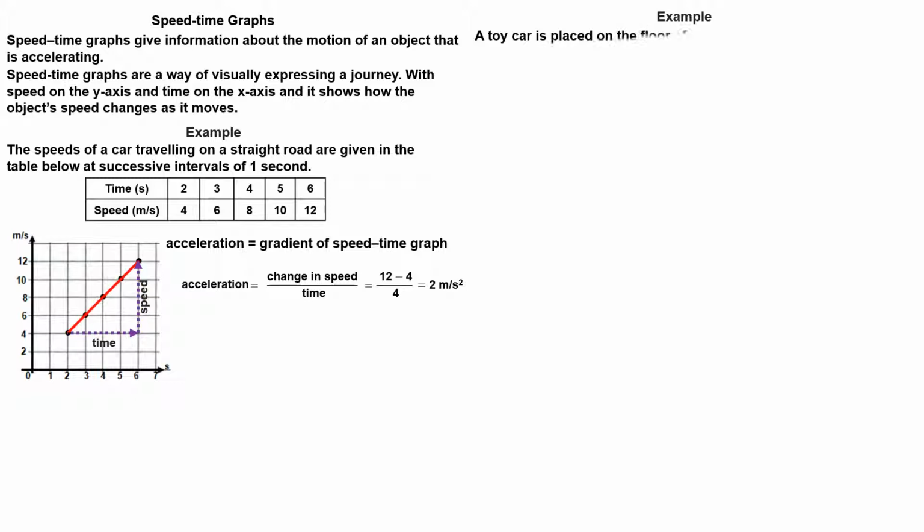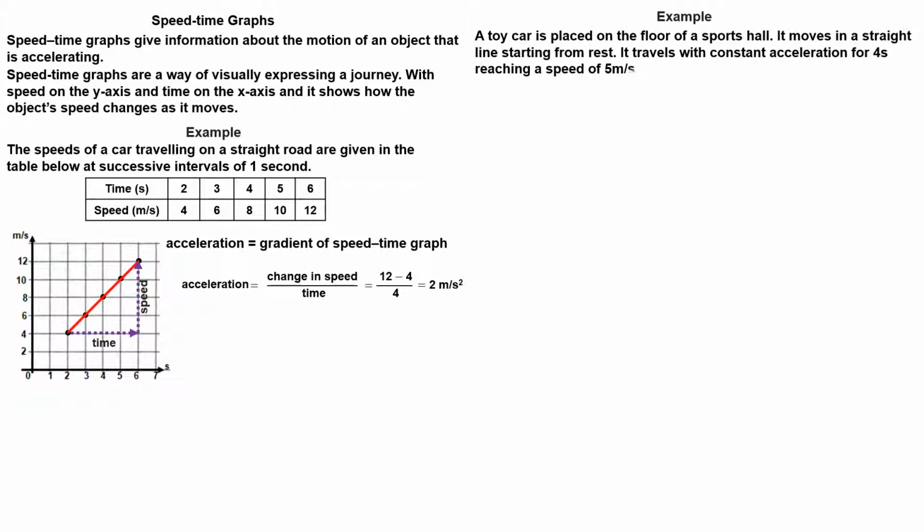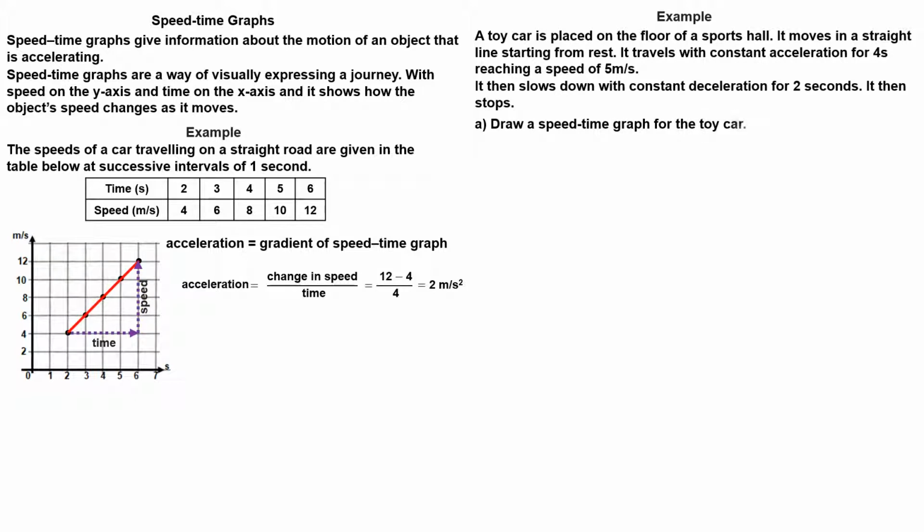A toy car is placed on the floor of a sports hall. It moves in a straight line starting from rest. It travels with constant acceleration for 4 seconds, reaching a speed of 5 meters per second. It then slows down with constant deceleration for 2 seconds. It then stops. Draw a speed-time graph for the toy car.